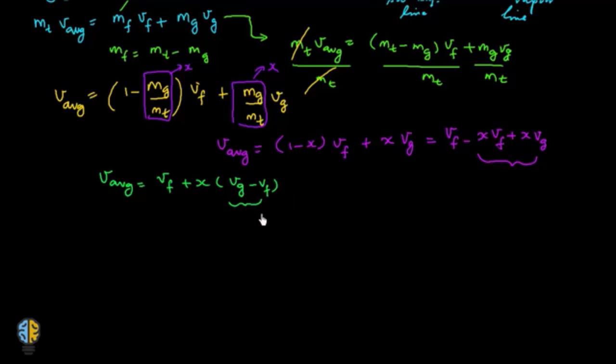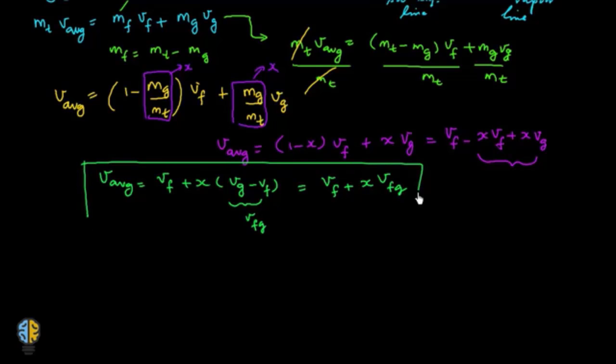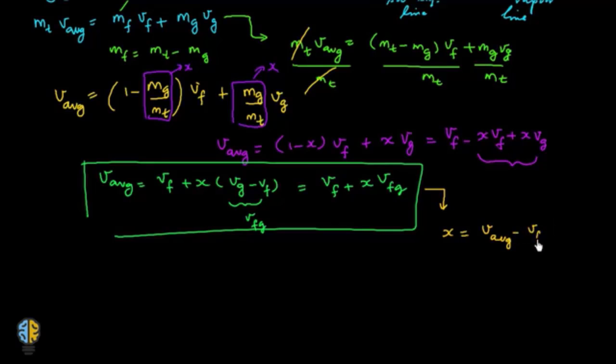Now the value of Vg minus Vf was the enthalpy of vaporization, that is Vfg. So this would become Vf plus X into Vfg. So this is an important relation to note down. And taking this equation a bit further, I can say that the value of X would now become average specific volume minus Vf upon Vfg. Alright, so this is something that we get.